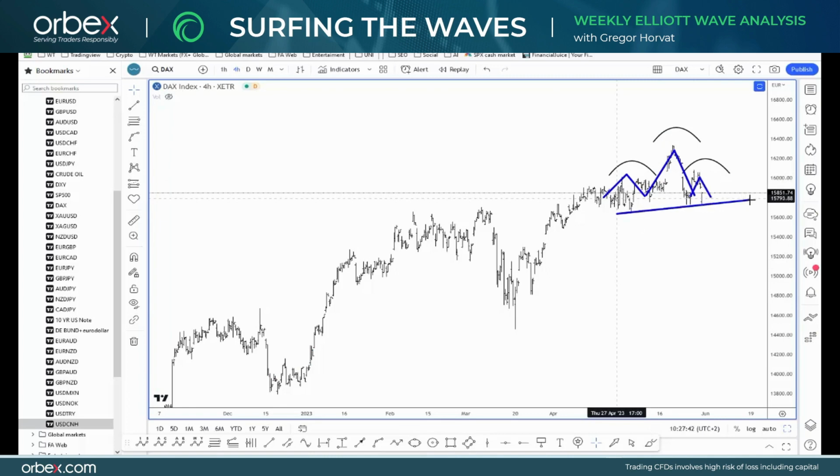So if this neckline is broken, at the same time the price would most likely drop below 15,700, yes, and if we break this level, obviously we could see much lower prices here. So keep an eye on stocks as well.